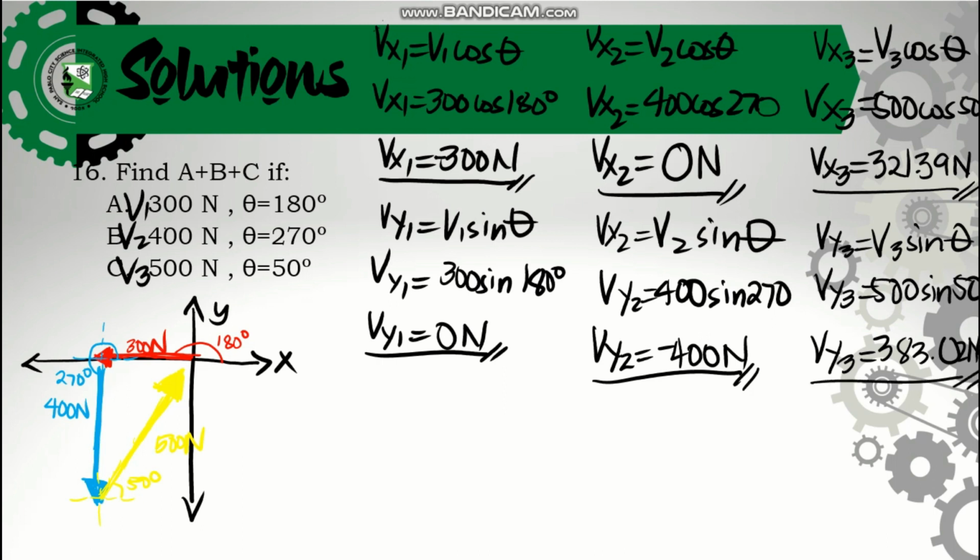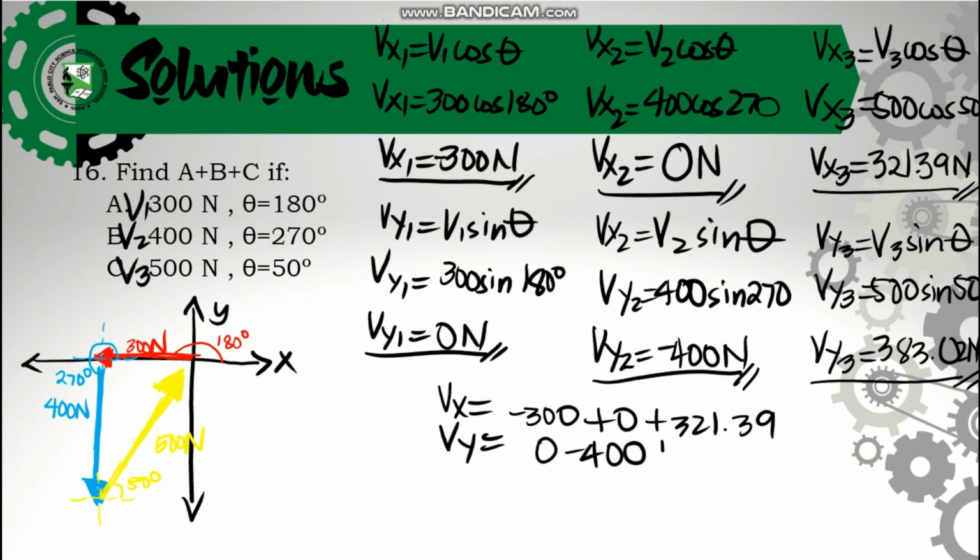Careless. Okay. Now we're going to get the summation of all the x components, and then after we have the y component. Negative 300 plus 0 plus 321.39, we have 21.39 Newton. In Vy is equal to 0 minus 400 plus 383.02 is equal to negative 16.98 Newton.